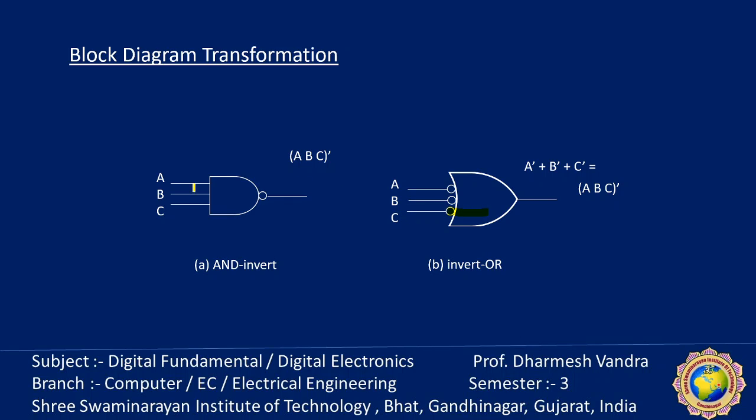Because (ABC)' is A' + B' + C'. So this meaning is the same as per De Morgan's theorem, and it becomes (ABC)'. So sometimes, to reduce the bubbles, the AND-invert form can be converted to the invert-OR form.